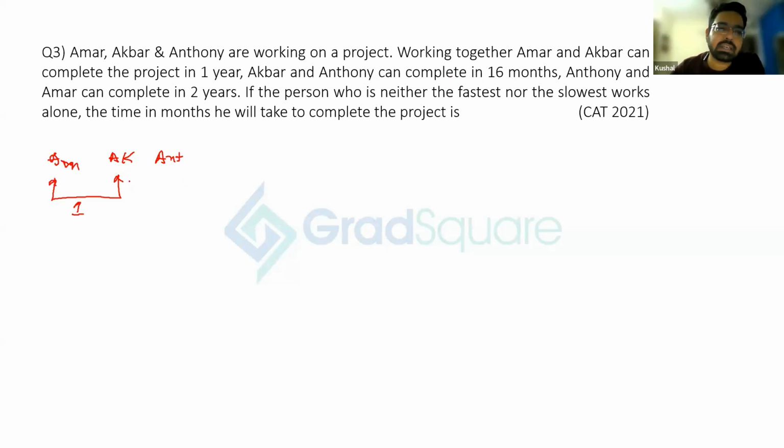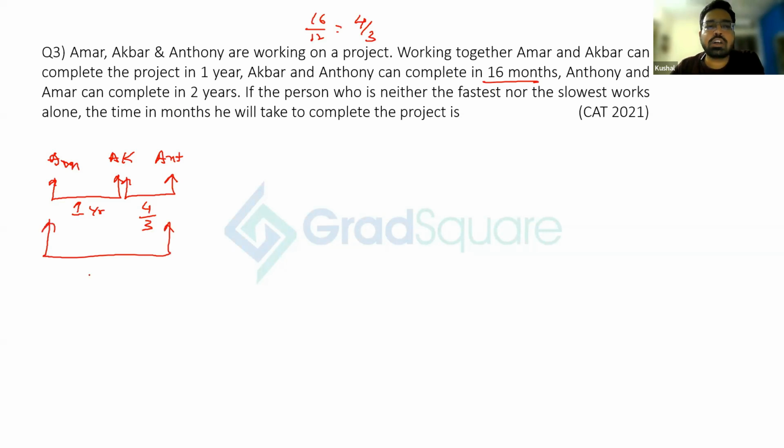Akbar and Anthony can complete it in 16 months. Earlier it was given as 1 year, so let me convert the 16 months to years, and I would realize that this will be 4 by 3 of a year that it takes for Akbar and Anthony to finish the work. Anthony and Amar can complete the job in 2 years. So the first and the last one, both together, can finish the job in 2 years, right?